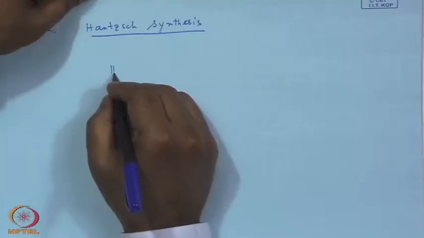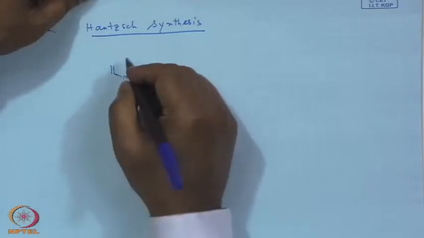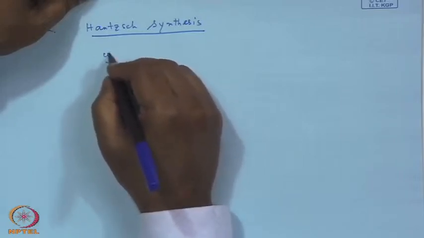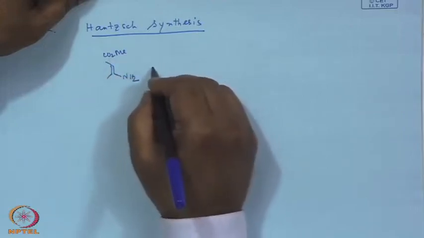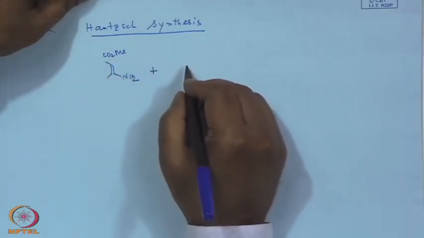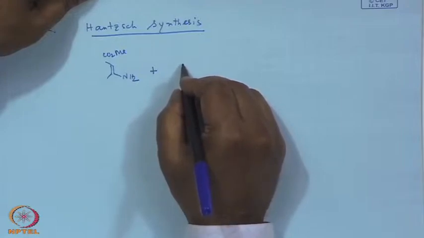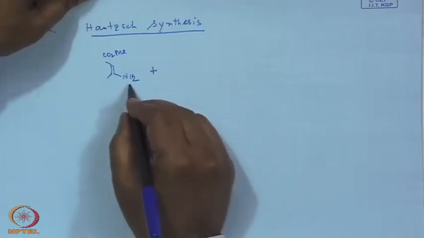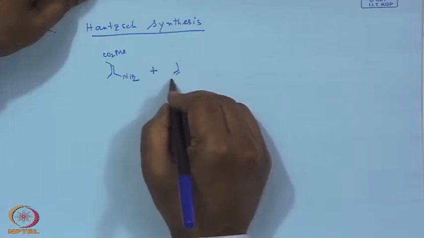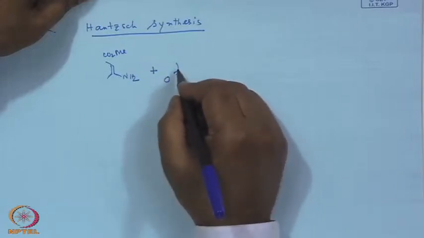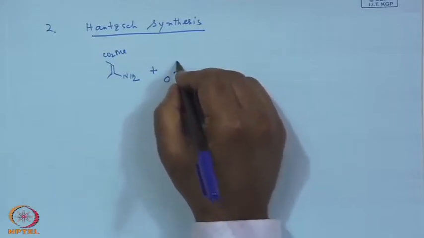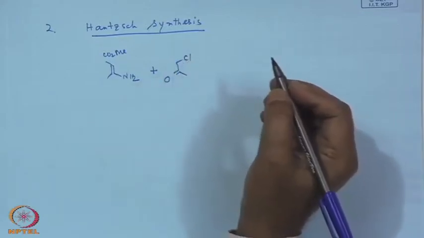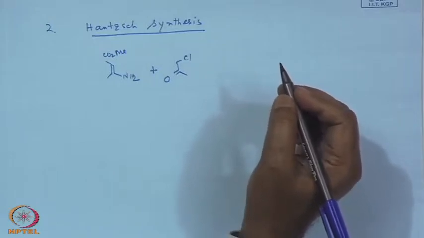3 means normally what do we talk about? We talk about this enamine, and then what else do you need? A 2 carbon unit. So, on this nitrogen side you will have chlorine in one case, an alpha-chloroacetone kind of thing.